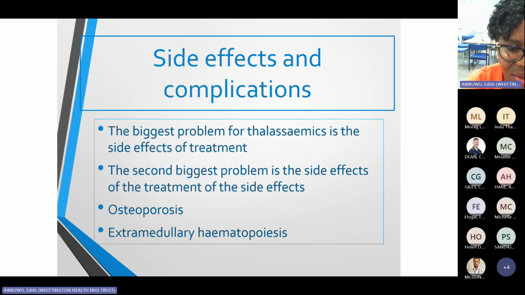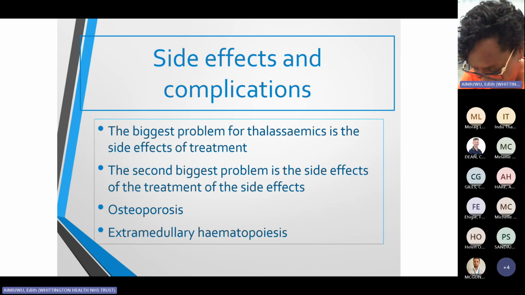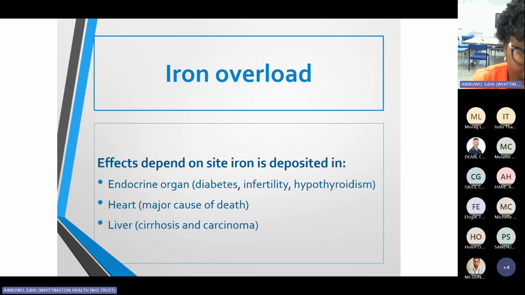Side effects are complications. We know with thalassemia, blood transfusion is very good, but however, there are side effects that occur following blood transfusion. So we tend to treat the side effect, then treat another side effect of that. I think the biggest problem with thalassemia is the side effects of treatment. The second biggest problem is the side effects of the treatment of the side effects. Then you have osteoporosis, then extramedullary hematopoiesis. Iron overload.